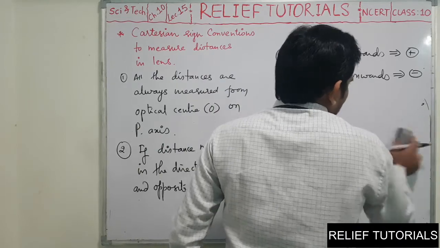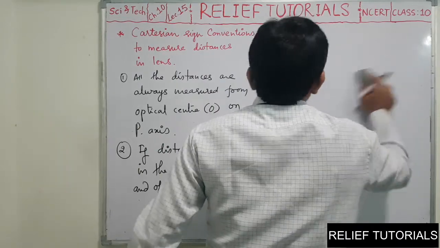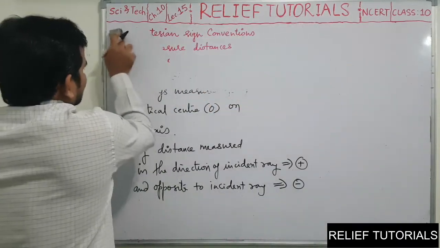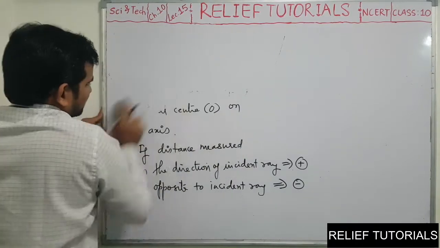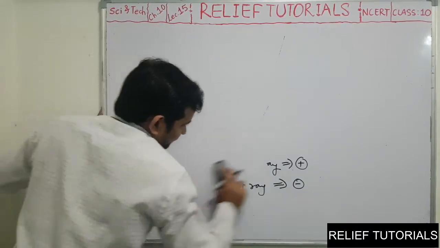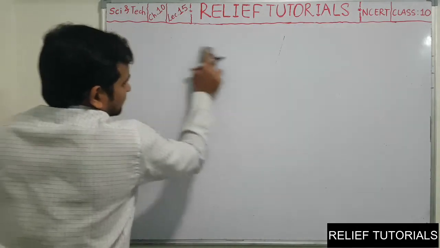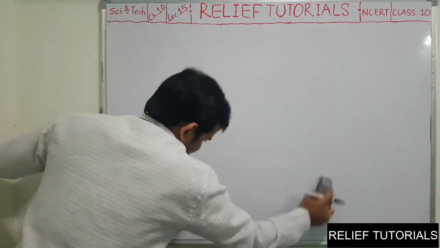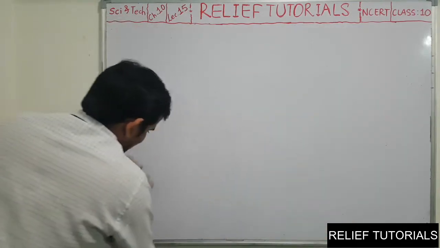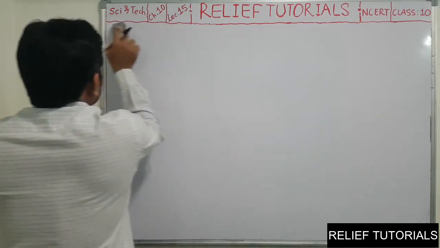Now, based on these, let us derive the lens formula as we derived the mirror formula in the previous cases. The derivation is not from the examination's point of view. Only the formula you have to remember.